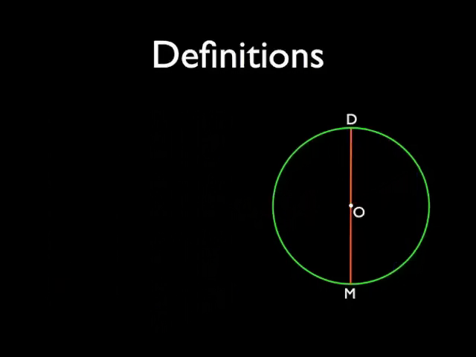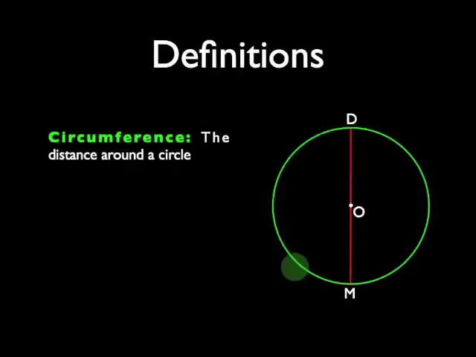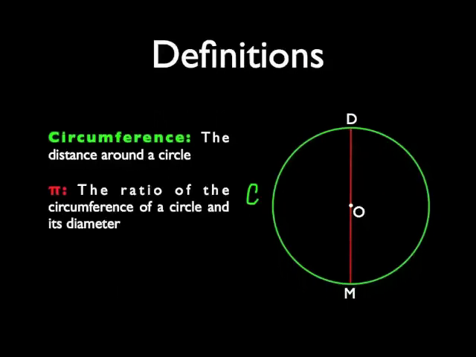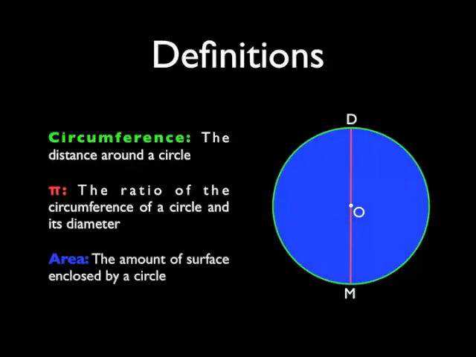Some other quick definitions. Circumference is the distance around a circle, so it's like the perimeter of a polygon. And then we have a number that we're going to define, pi. This is the ratio of the circumference of a circle and its diameter. So pi is actually a ratio. And finally, area. That's the amount of surface enclosed by a circle. Just like with polygons, the area of a polygon is the amount of surface enclosed by the polygon itself. Nothing different. So now let's look at some formulae.